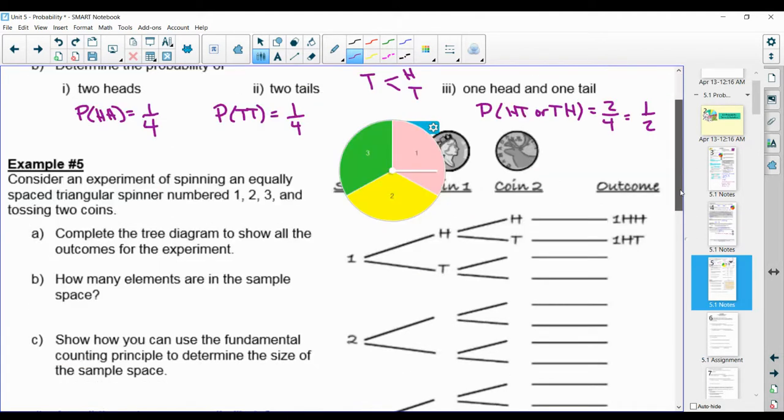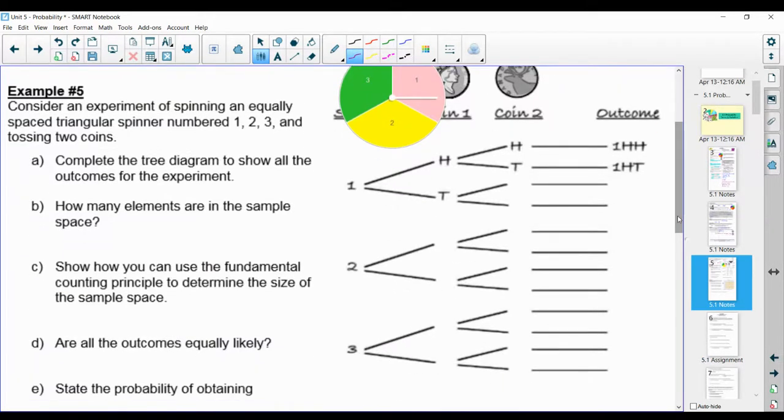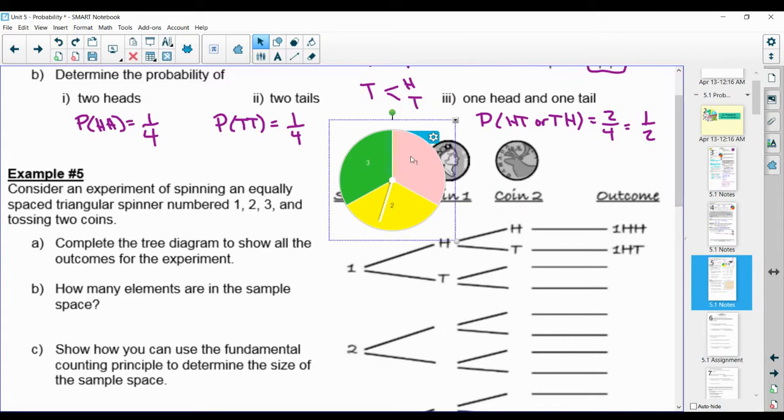All right, let's look at another experiment here. So we want to consider the experiment of spinning an equally spaced triangular spinner. So we've got our 3-section spinner here, and we're tossing 2 coins. So we have a spinner with 3 sections, and we're flipping 2 coins.